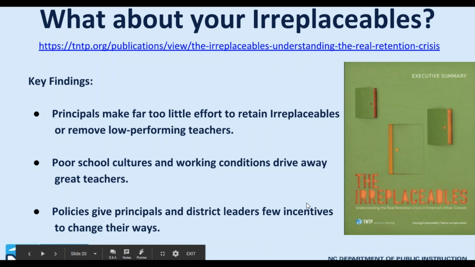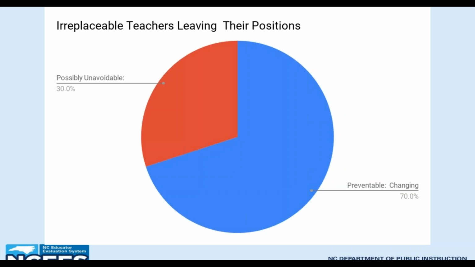So I strongly, strongly suggest that you take a look at this irreplaceables article. There is an executive summary that you can read pretty quickly, and it gives you great information. But just a little bit more about the irreplaceable teacher. Less than 30% of irreplaceables plan to leave for personal reasons beyond the school's control. And principals' actions have a significant impact on the decisions of the other 70%. At schools that retain higher percentages of irreplaceables, principals created cultures of respect and trust, but were also less likely to tolerate ineffective teachers.